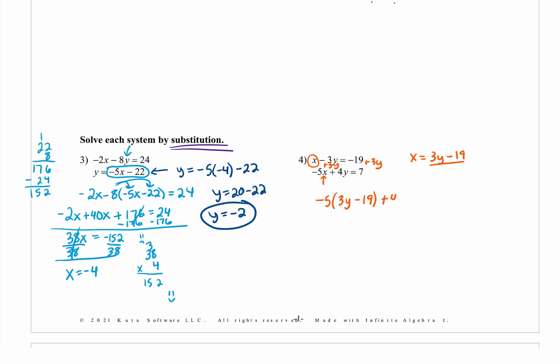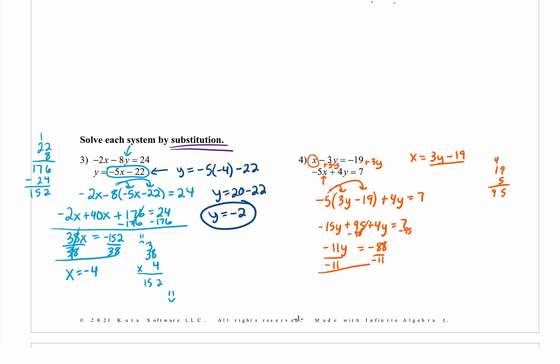And we're going to see a really similar sort of distributing, adding like terms, solving happening here. It's a pretty great time, not gonna lie. Except again, 19 times 5 is not terrible. 95, and then we do -15y plus 4y and get -11y. I'm gonna subtract the 95 over and get -88.